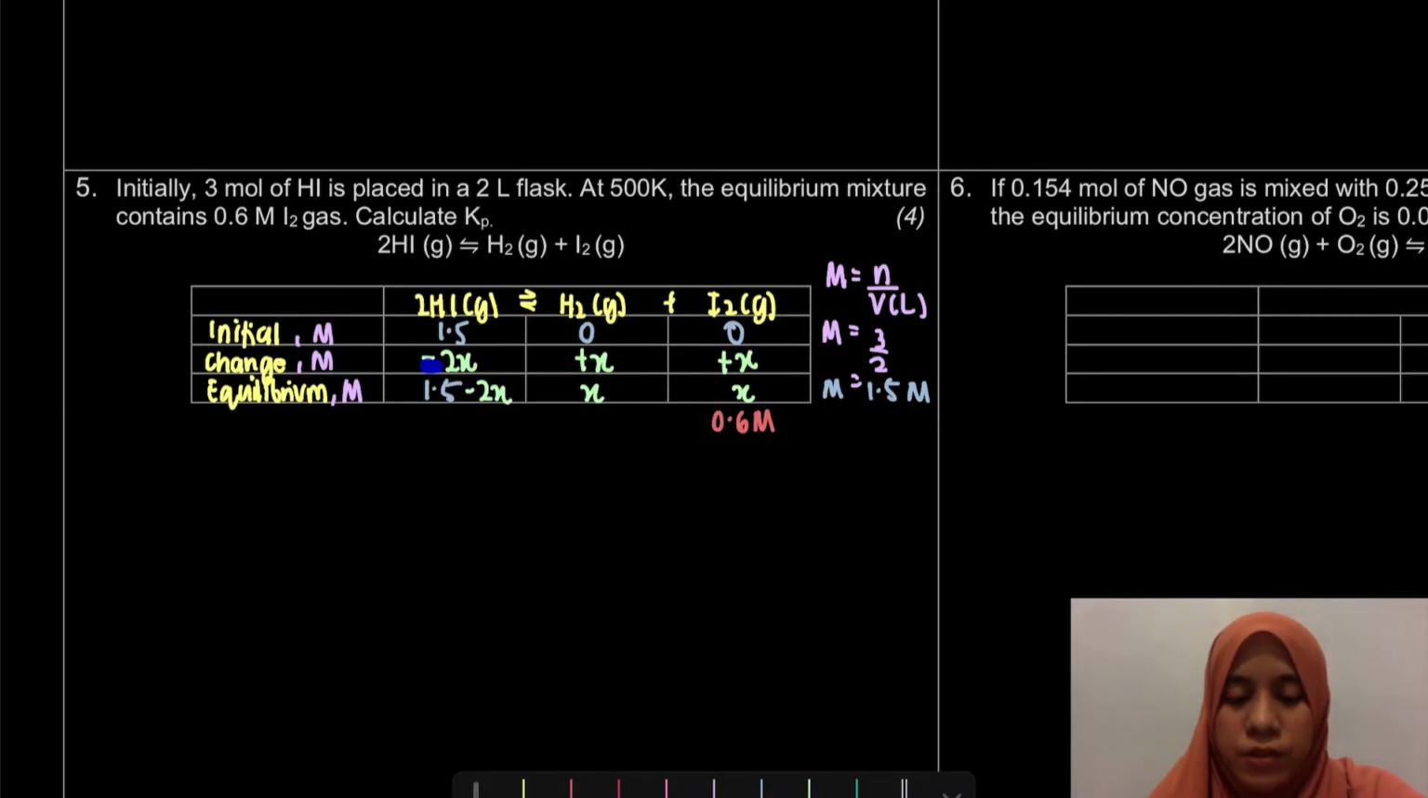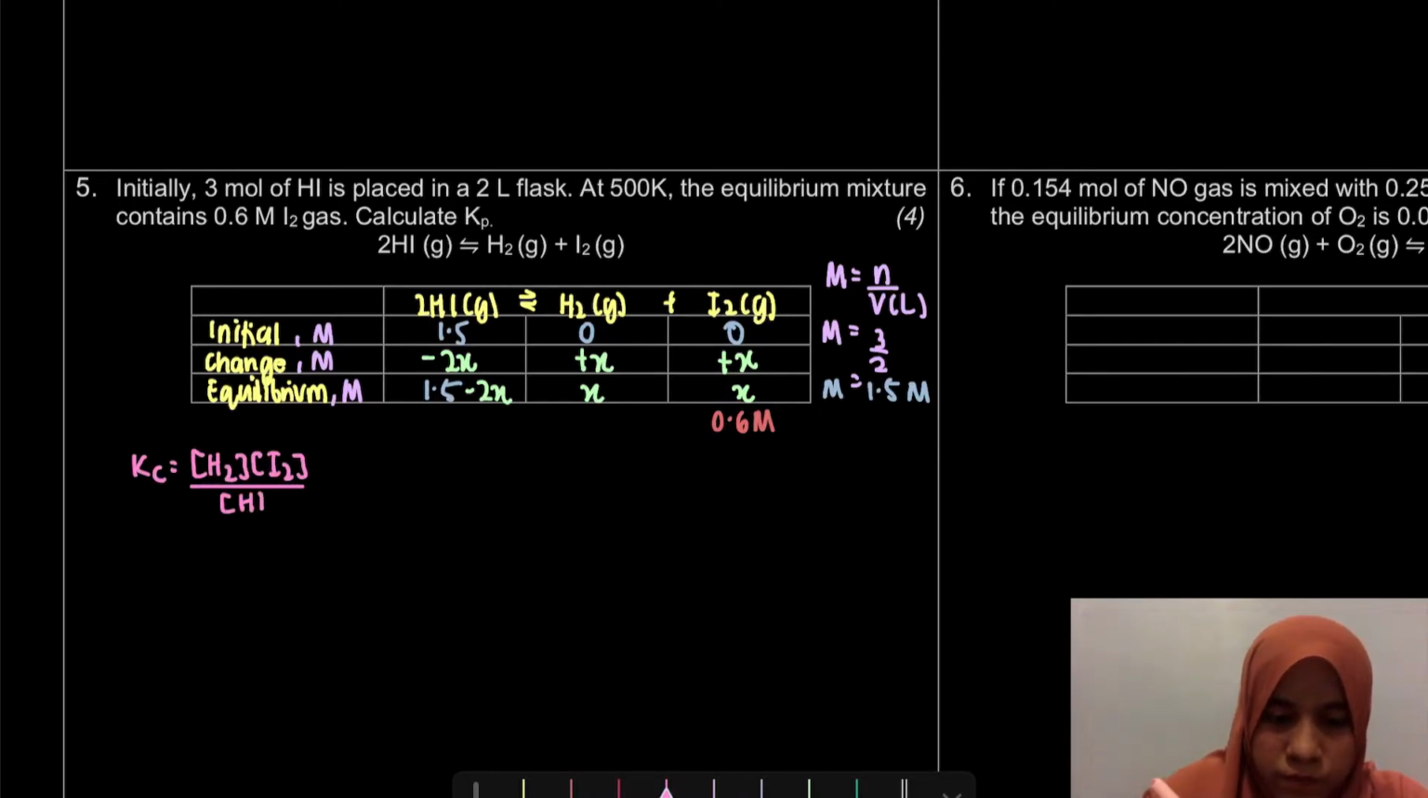Minus is for the reactant. Plus is for the product. Make sure if you have stoichiometry, include it before our x. Okay, so from here, we know that I2 is 0.6 molar. But then I want to write down my Kc first. So from here, we have to find out the concentration of H2, I2 and HI. I2 we already know.